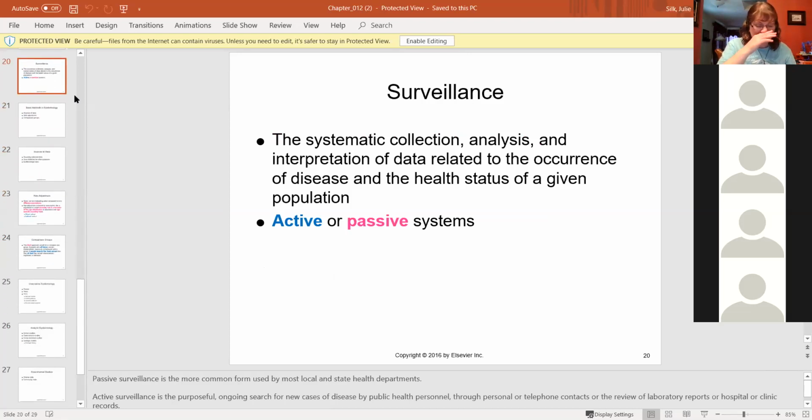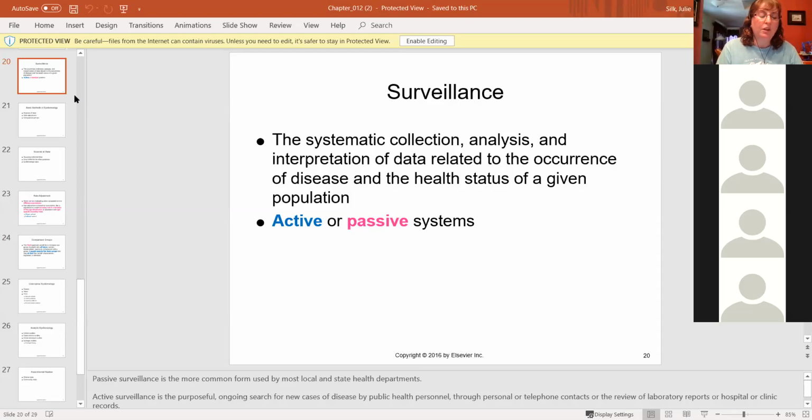All right, so then this gets into a little bit about surveillance. So this is the systematic collection, analysis, and interpretation of data related to the occurrence of disease and the health status of a given population. So you can have active or passive surveillance. For surveillance, we do this now with the coronavirus. We already know there's a lot of people who have it. So we collect data about it all the time so we could see how we're doing, if it's getting better or getting worse.